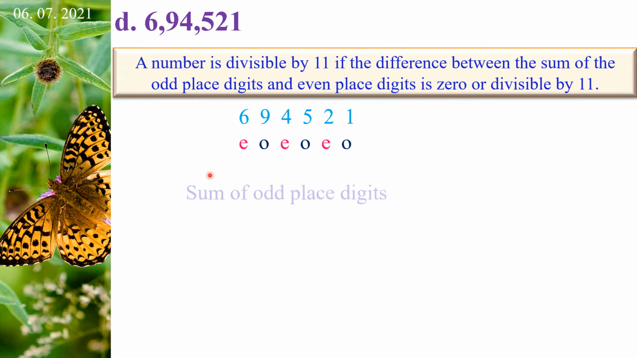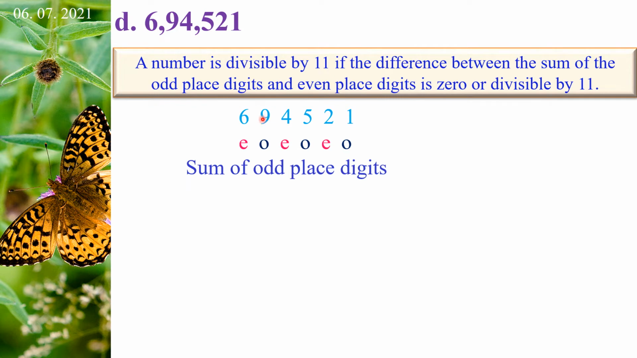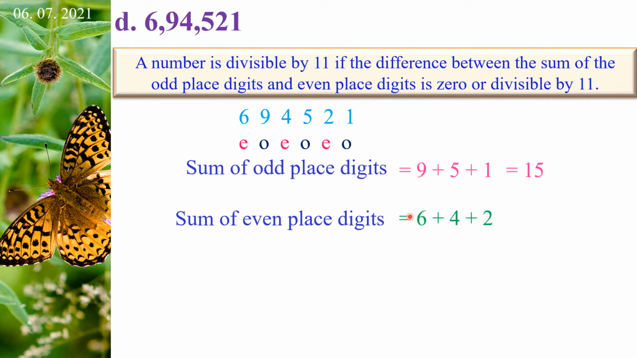So now we will add 9, 5 and 1. That is 9 plus 5 plus 1, we get 15. Okay. So next let us find the sum of even place digits. Here even place digits are, what is that? Very good. 6, 4 and 2. Not even number, even place digits. Okay. So let's add. 6 plus 4 plus 2 we get 12.